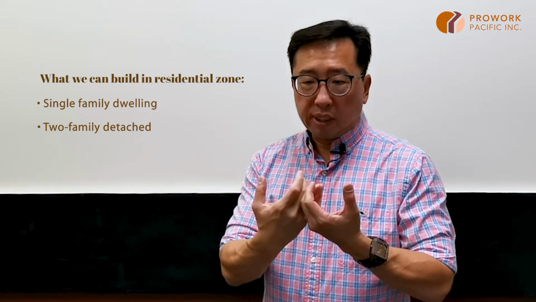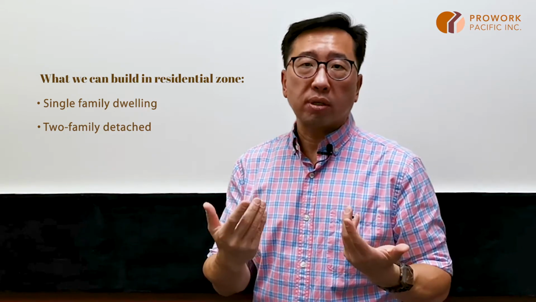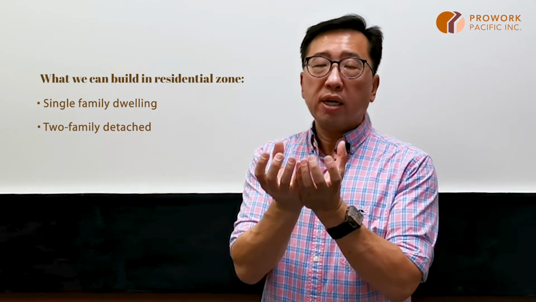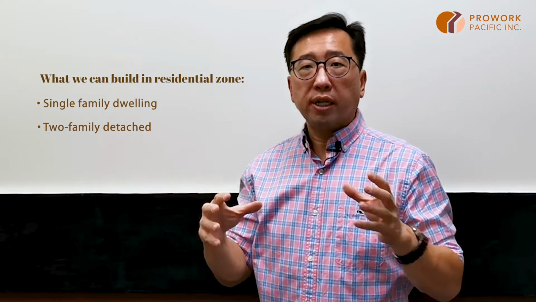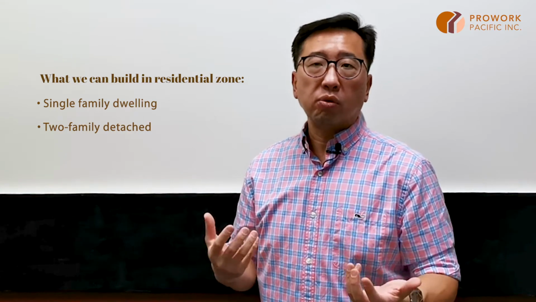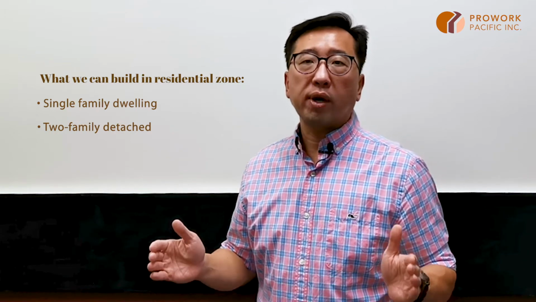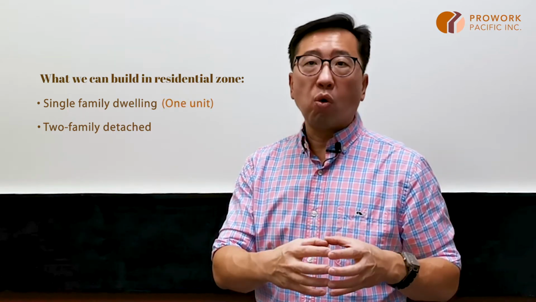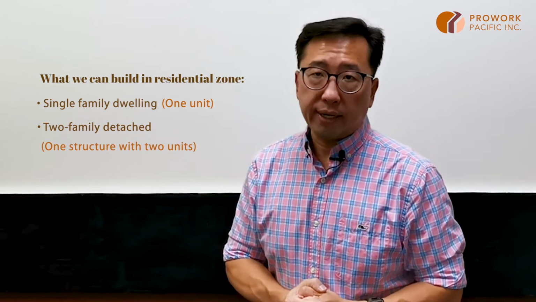When we say detached, it doesn't mean separate like this. Detached means it just has a separate entrance. But the 2 family detached actually means these 2 dwellings are under the same roof, or in other words, connected in one structure, with 2 separate entrances and exits. So it's a 2 family and allows 2 households there. Usually on a regular residential lot, you can build a single family dwelling, 1 unit, or 2 family detached, meaning 1 structure with 2 units, depending on how big your land is.